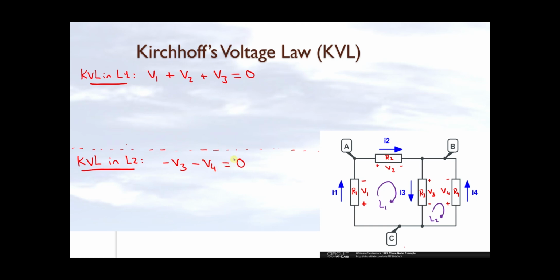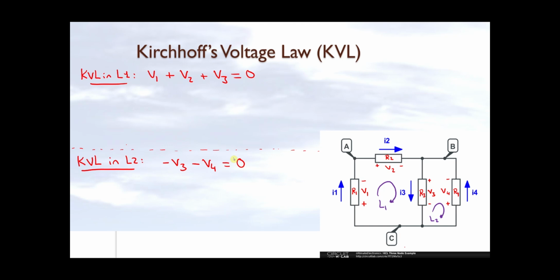Now I have two equations, but how many unknowns? I have 4 unknown voltages. So it is the same issue as the KCL. The number of unknowns is larger than the number of equations. So we either need more equations or come up with a more innovative way.